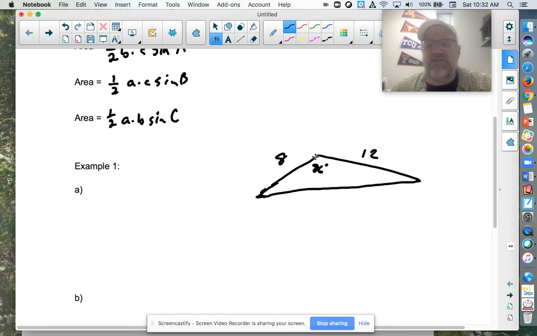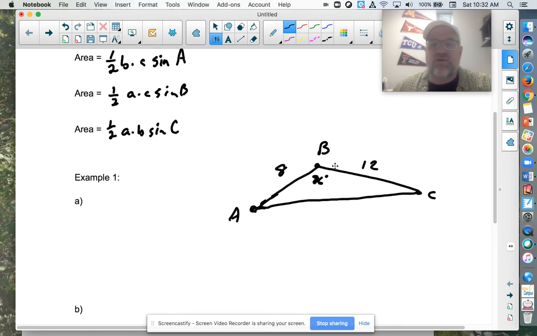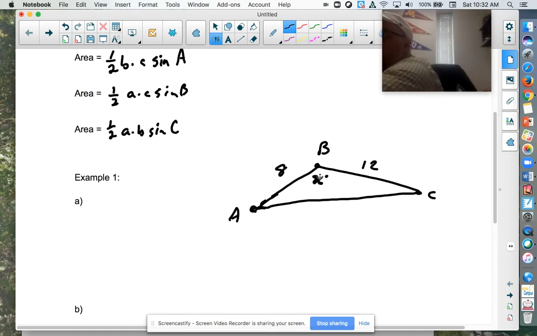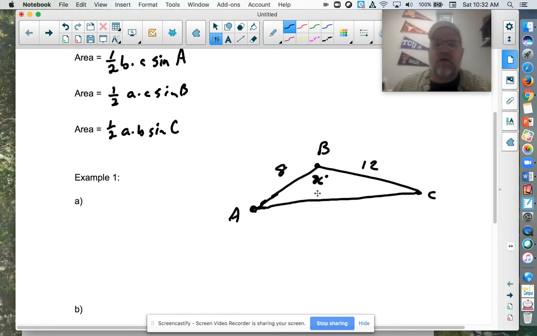Since I don't have values or letters for my vertices, let's go ahead and put them in. It doesn't matter. This is just to give you an idea of what A, B, and C are so that you know which of these formulas to use. So if I have angle B, that means I'm going to be using this formula right here.